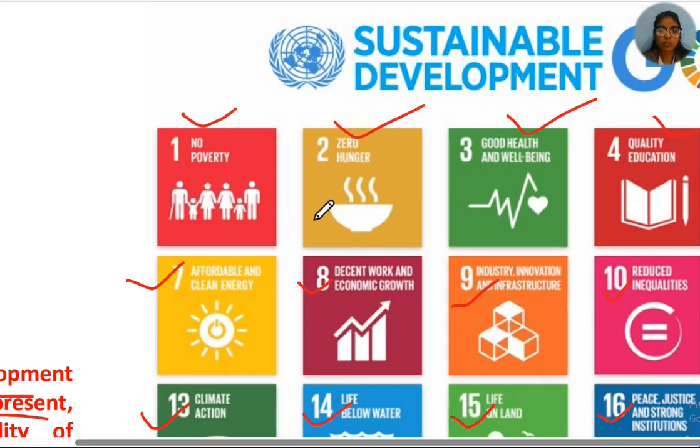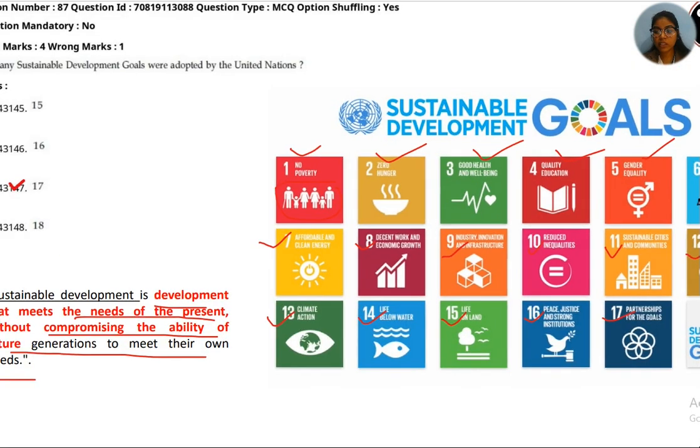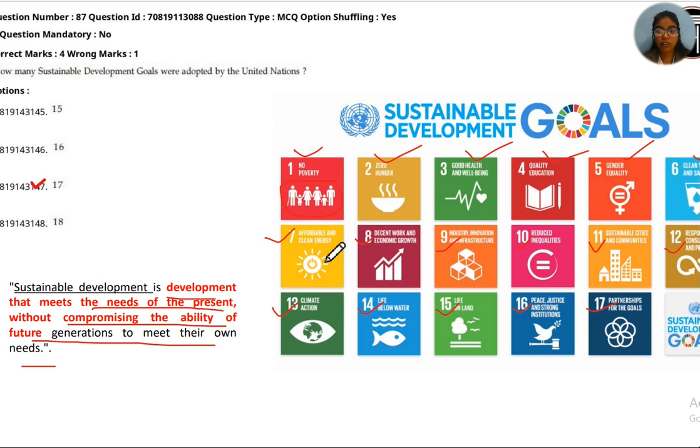So what you need to do is please remember the logo. What is the logo of no poverty? Sometimes questions ask about no poverty and four options are given for the logo. So please remember the no poverty logo, zero hunger and good health, quality education, okay, gender equality, clean water and sanitation, affordable and clean energy. So please remember every goal with its logo, and in total there are 17 sustainable development goals. This is also very important, which is adopted by the United Nations.